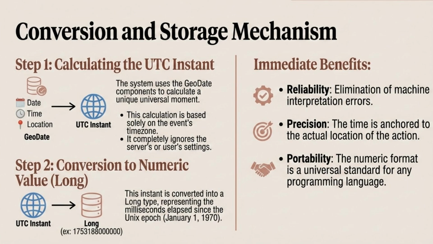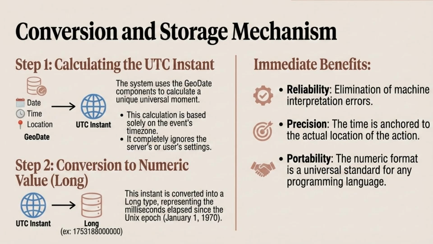First, the system takes all the inputs, the day, the time, and most importantly, the event's local time zone, to generate a UTC instant. The crucial factor here is the isolation of the calculation. The system abstracts away the surrounding environment. Whether your server is in Montreal or you are accessing the app from Tokyo is completely irrelevant.